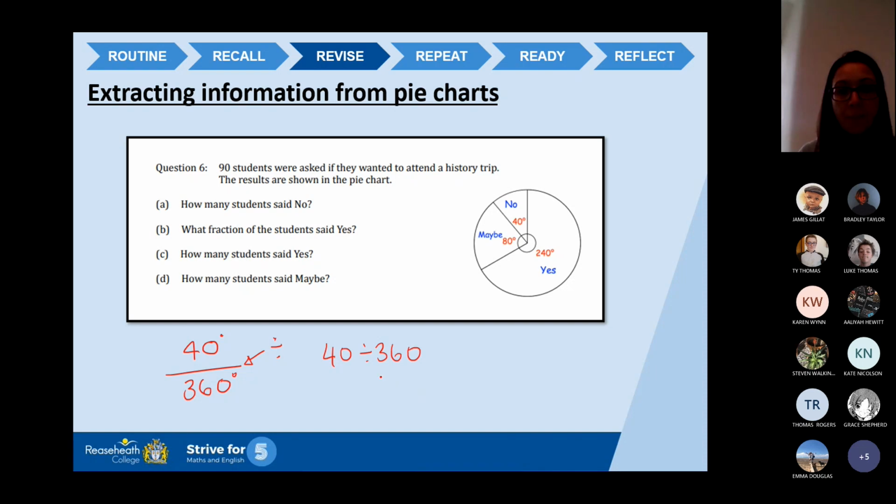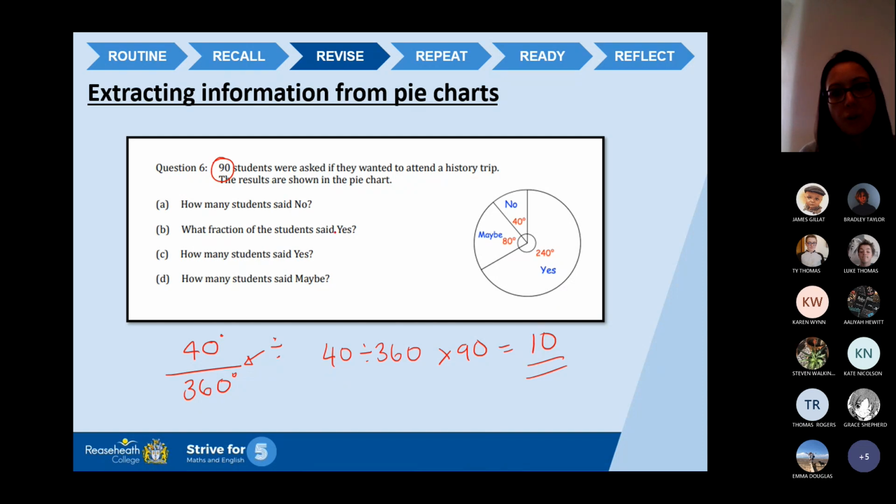40 divided by 360. Now all we need to do is times that by how many students we've got in total. So I'm going to times that by 90 students in total. And that gives me 10 students. Okay, yeah, so it was 0.1. Yeah, Karen, I got 0.11111 as well. So did Bradley. And then I'm like, oh, that's tricky. But if you literally times that by 90, then you get how many students. And I've times it by 90 because that's how many students there were in total.